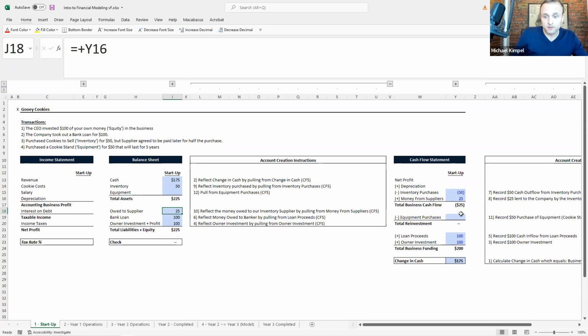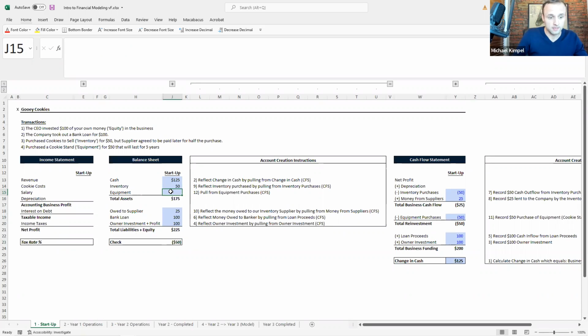And then lastly, we acquired a cookie stand. So we have to have a place to sell our cookies. So we're going to reflect the fact that we put out $50 for the cookie stand itself. So negative 50 here. We're out of balance again. And we need to reflect the fact that we now own that cookie stand on our balance sheet to make everything balance out. So we gave up $50 of cash, but we now own the cookie stand.